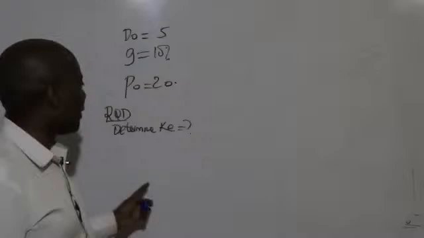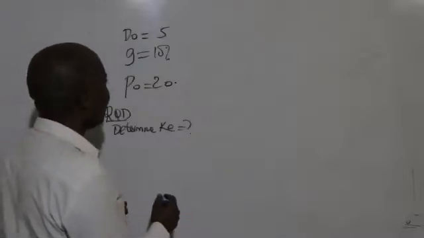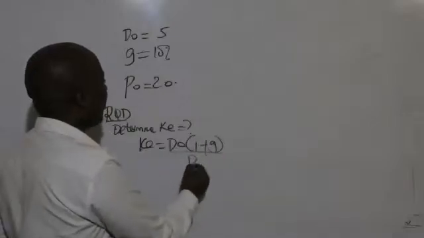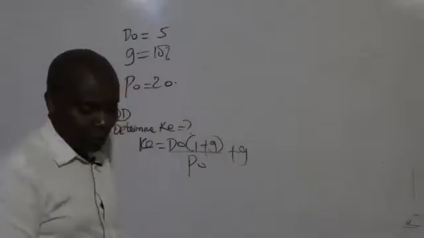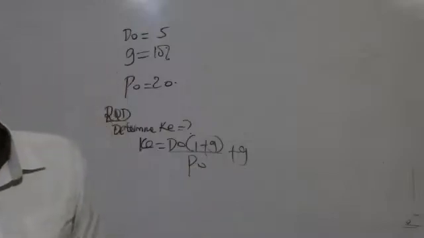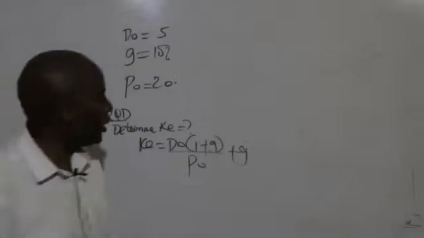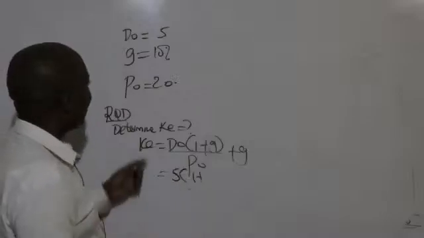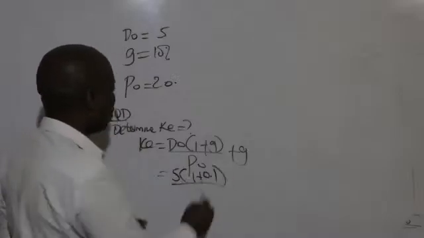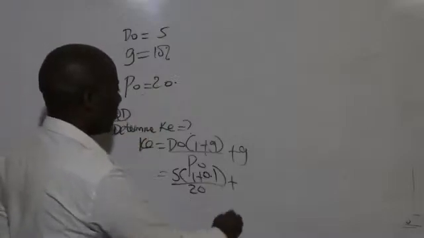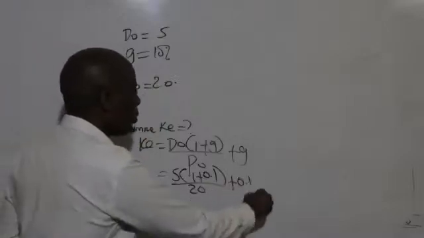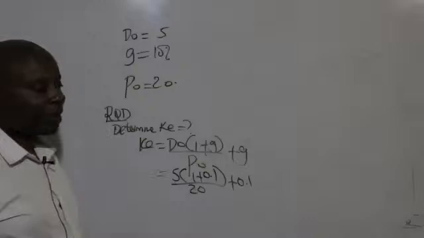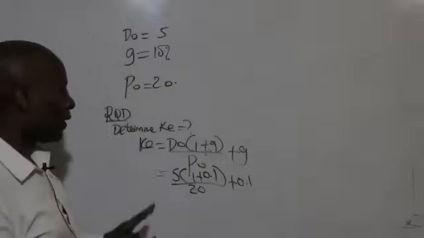So cost of equity here will be quite an easy thing to get. To get cost of equity, I'll take D0 into 1 plus g all over P0 plus g. So my D0 here is 5 into 1 plus g, 0.1, all over P0, which is 20, plus g, which is 0.1. So could you kindly give me an answer? That's 7.5. Thank you very much.